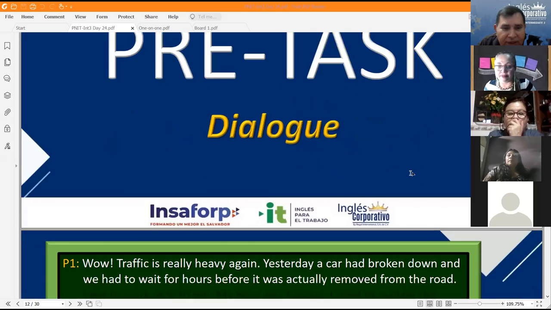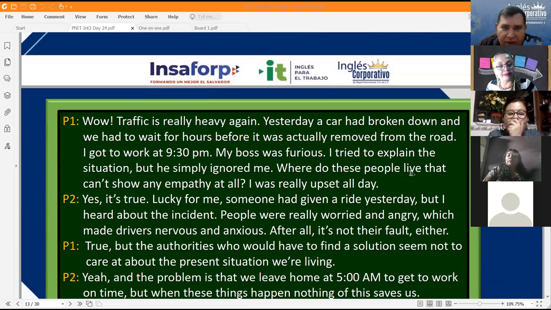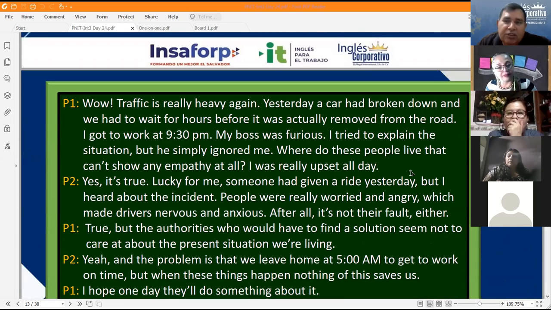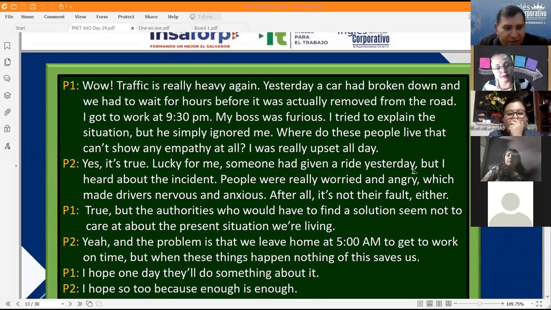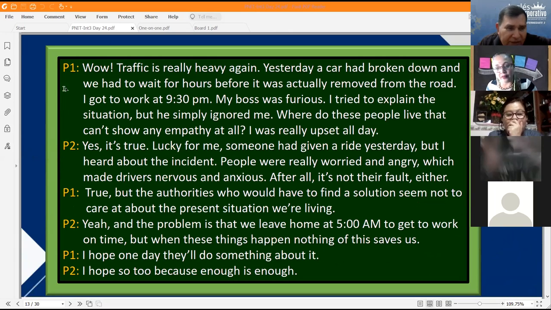Okay, we're going to read a dialogue. Passenger one and passenger two are talking on the bus. They are on the bus and they are talking about the mortality of the car.